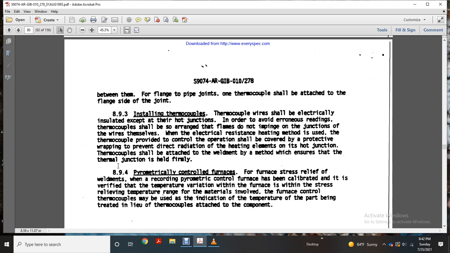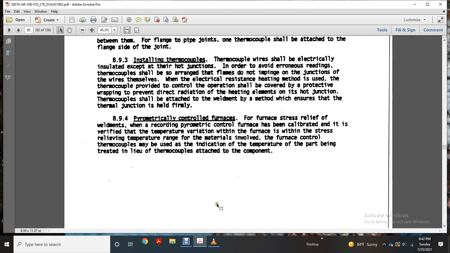8.9.4 Pyrometric control for furnace. For furnace stress relief, the weldment record may be used if the pyrometric control of the furnace has been calibrated and verified, and the temperature variation within the furnace is within the stress relieving temperature range of the materials involved. With the furnace control thermocouples may serve as the indication of the temperature of the part being treated in lieu of thermocouples attached to the component.